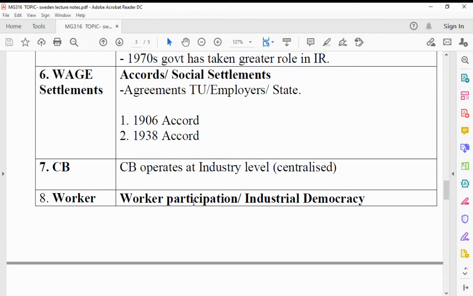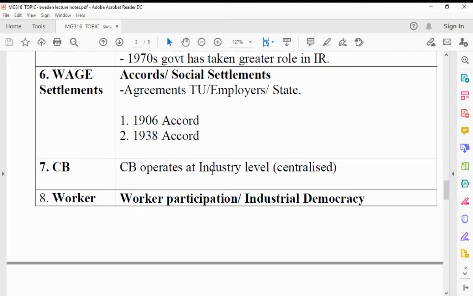Moving on to collective bargaining. Note that we are now discussing the processes. We are done with the actors. We are now looking at the processes of employment and industrial relations. So collective bargaining operates at industry level, which means that collective bargaining is centralized. I have discussed this a number of times, what centralized and decentralized collective bargaining means. Please do not get this wrong if you are asked a question on this.